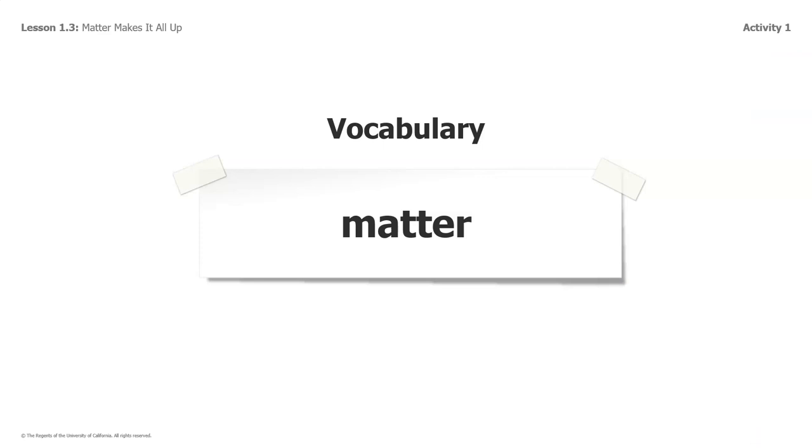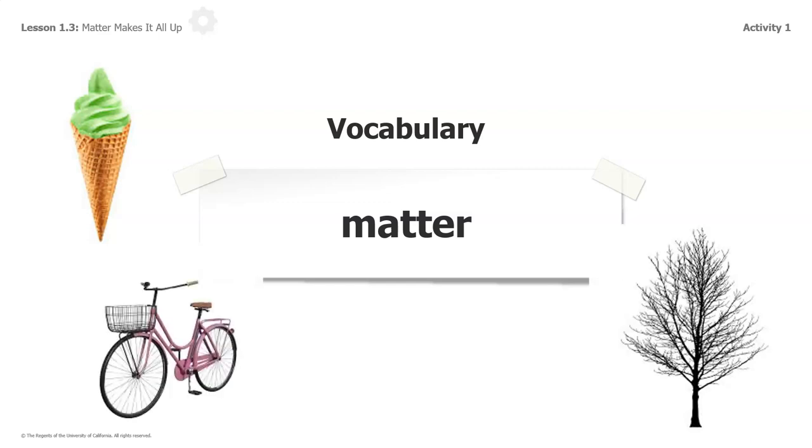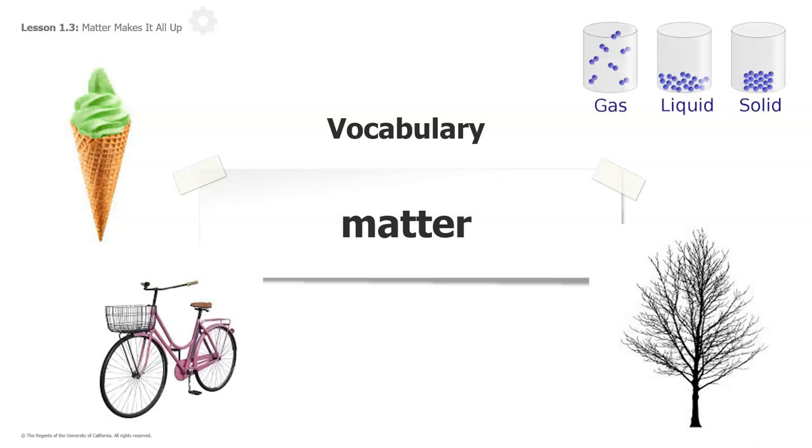But when we are studying science, matter means the stuff that things are made of. Ice cream cones are made of matter. The trees outside are made of matter. Our toys, our bicycles, our clothes are made of matter. Everything that has a liquid, solid, or gas form, all those things are made of matter.